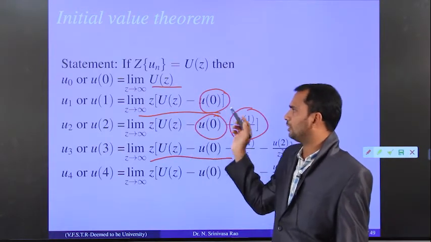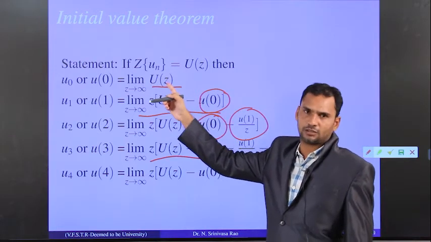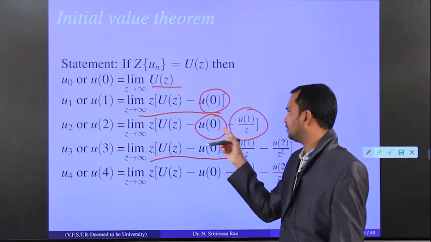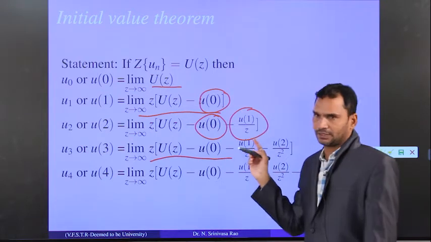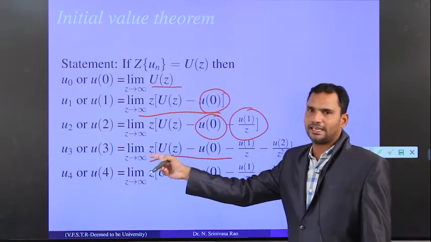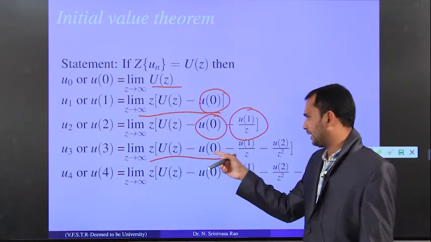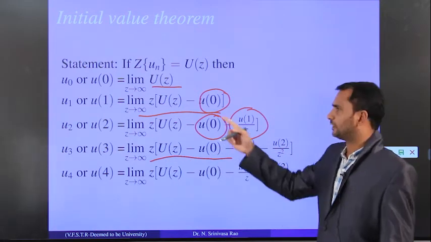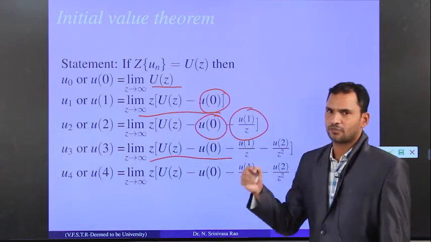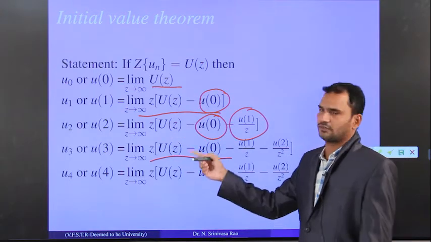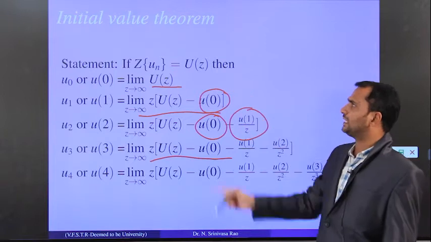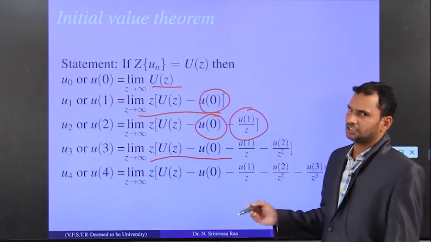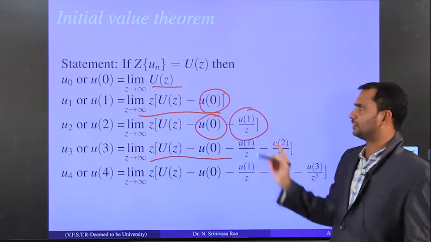When you want to find u1, first you have to find u0. If you want to find the u2 value, you have to find u0 and u1. Similarly, if you want to find the u3 value, you have to find u0, u1, u2. So this is a cyclic process. Without finding the previous values, we cannot compute the next values. This is called the initial value theorem in Z transformations. You have to remember this.